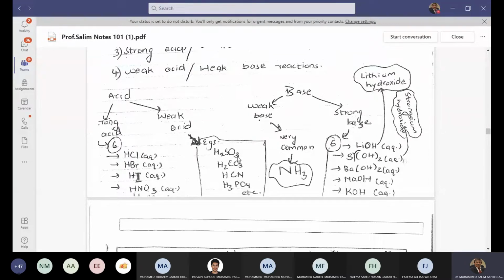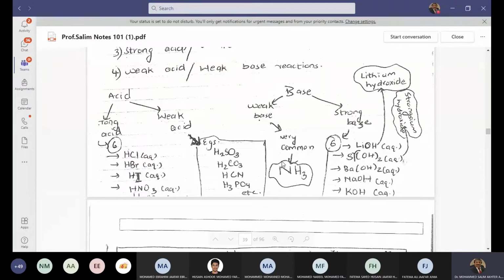HNO3, HNO2. HNO3, more oxygen. We call it nitric acid, RIC. HNO2, the number of oxygens is less, so we call it nitrous acid. So if more oxygen, RIC, less oxygen, OUS.